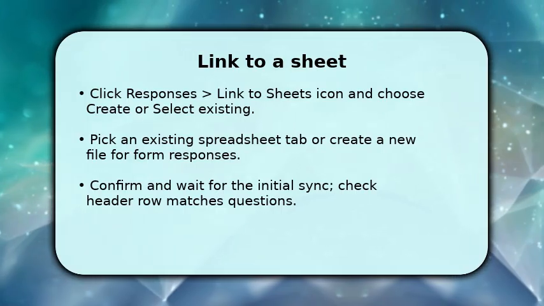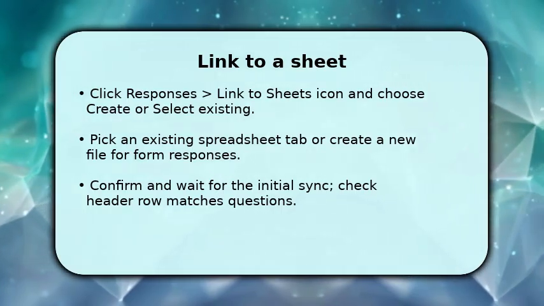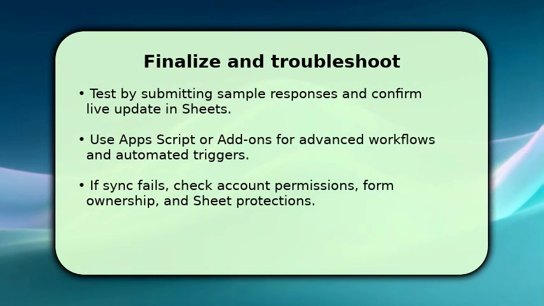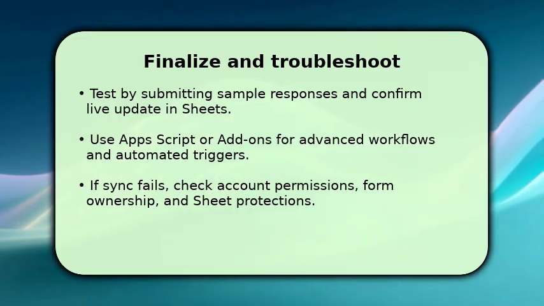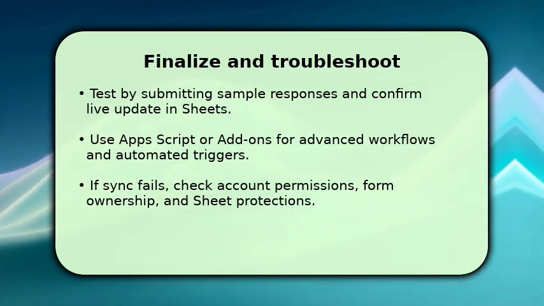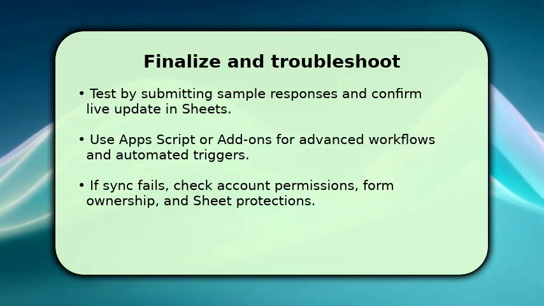If you plan automations, leave some blank columns for formulas, and note that renaming headers in sheets won't break the link. Finish by testing. Submit a few sample responses and watch them appear in sheets in real time. Once confirmed, add formulas, filters, or app script triggers for notifications or processing. You can also install add-ons for advanced workflows.